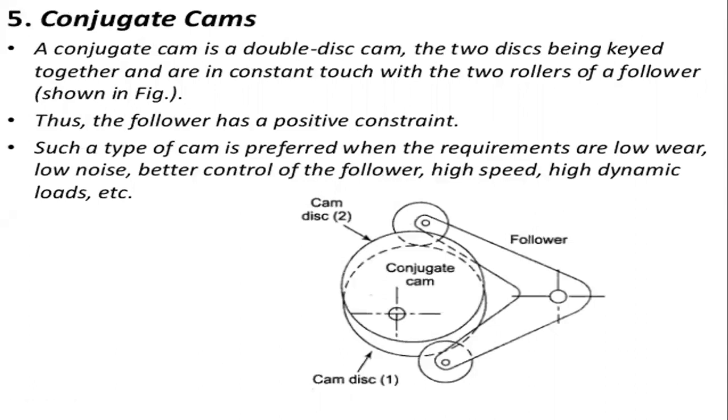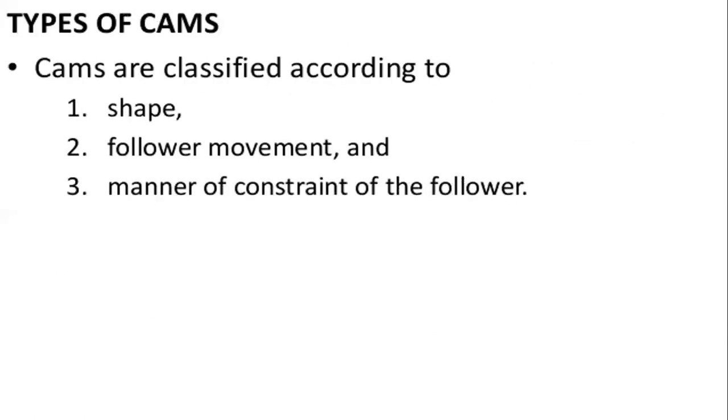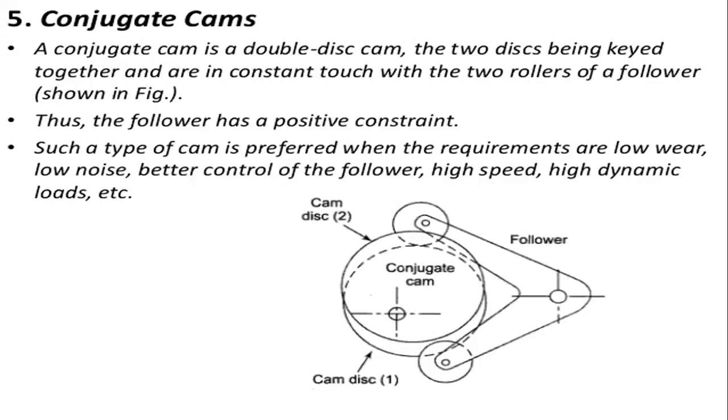Next type of cams is the conjugate cams. A conjugate cam is a double disc cam, in which the two discs are keyed together and are in constant touch with the two rollers of a follower. You can see it in the picture also.